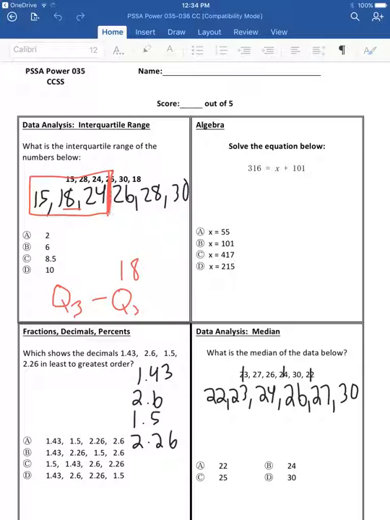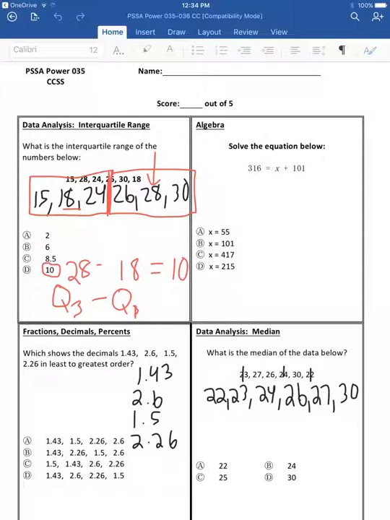My third quartile is the middle number of my upper half, which is 28. So interquartile range means Q3 minus Q1. 28 minus 18 is 10, so the correct answer is D. Okay, let's go to the algebra problem.